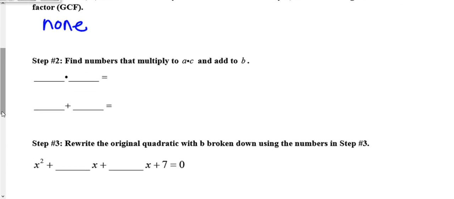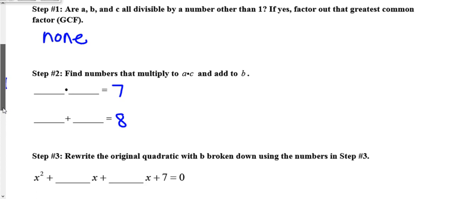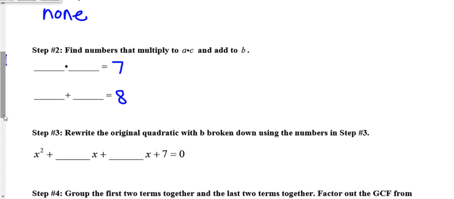So now what we're going to do is find numbers that multiply to A times C. So if we look back at A and C, A times C gives us 7. 1 times 7 is 7. And numbers that add to B, which is 8. So just pulling those numbers from A, B, and C. If you think about this, two numbers that would multiply to 7 but also add to 8 would be 1 and 7. They meet both of those criteria. 1 times 7 is 7, 1 plus 7 is 8.